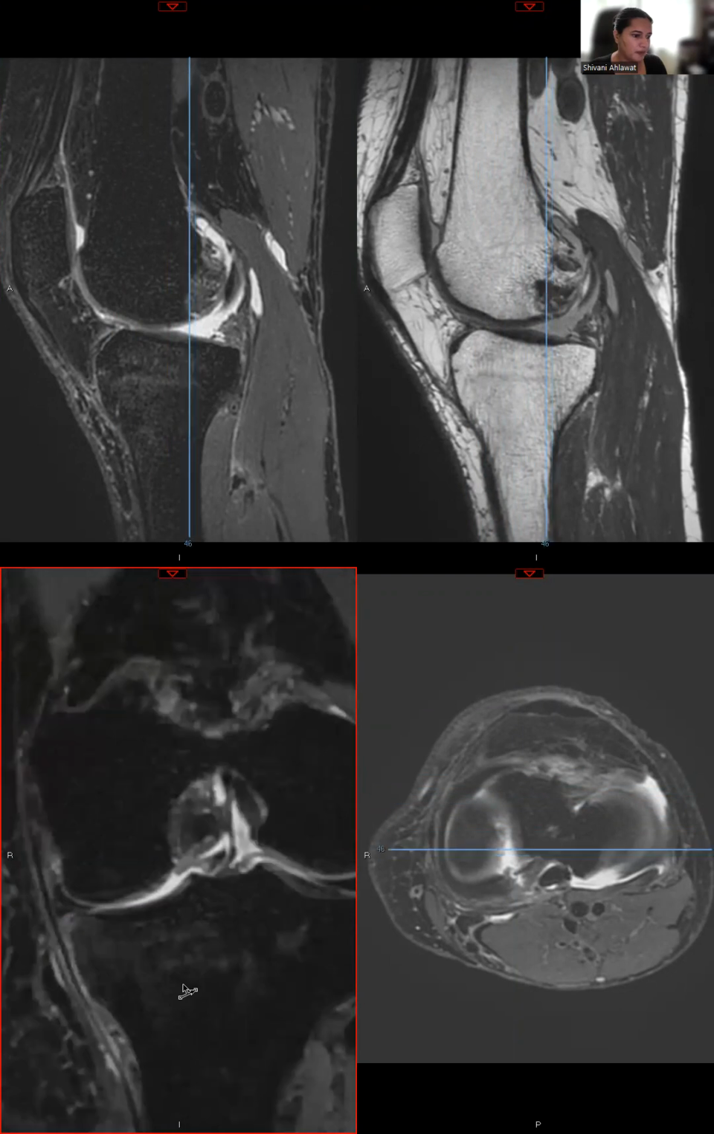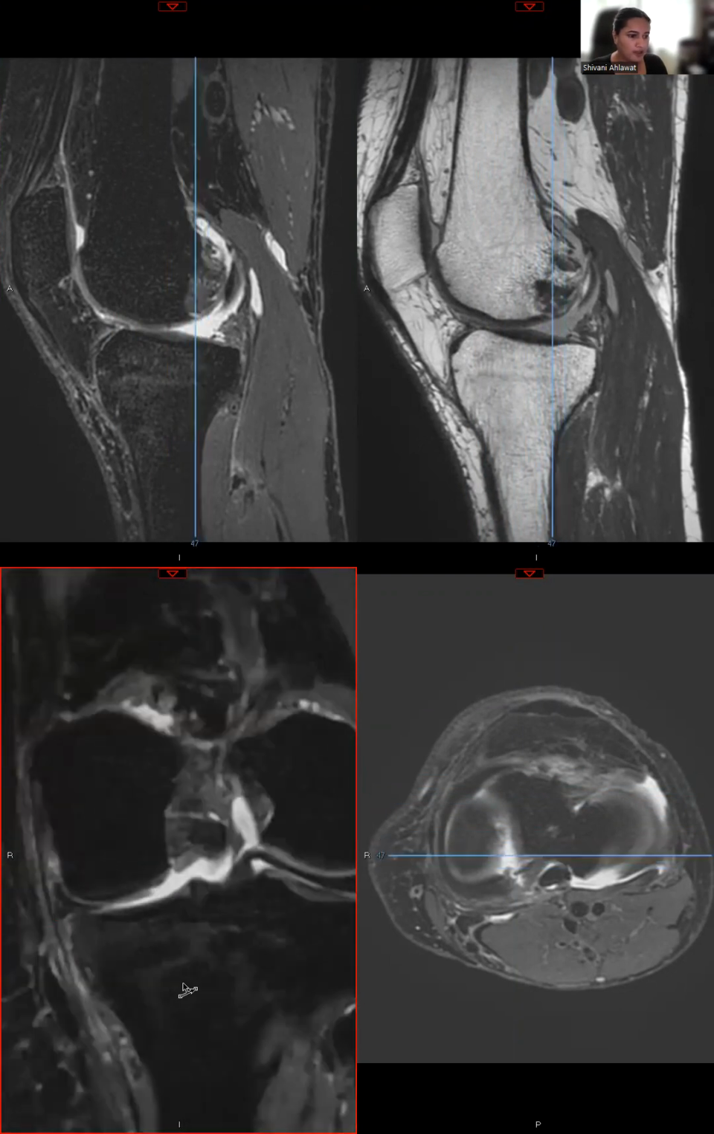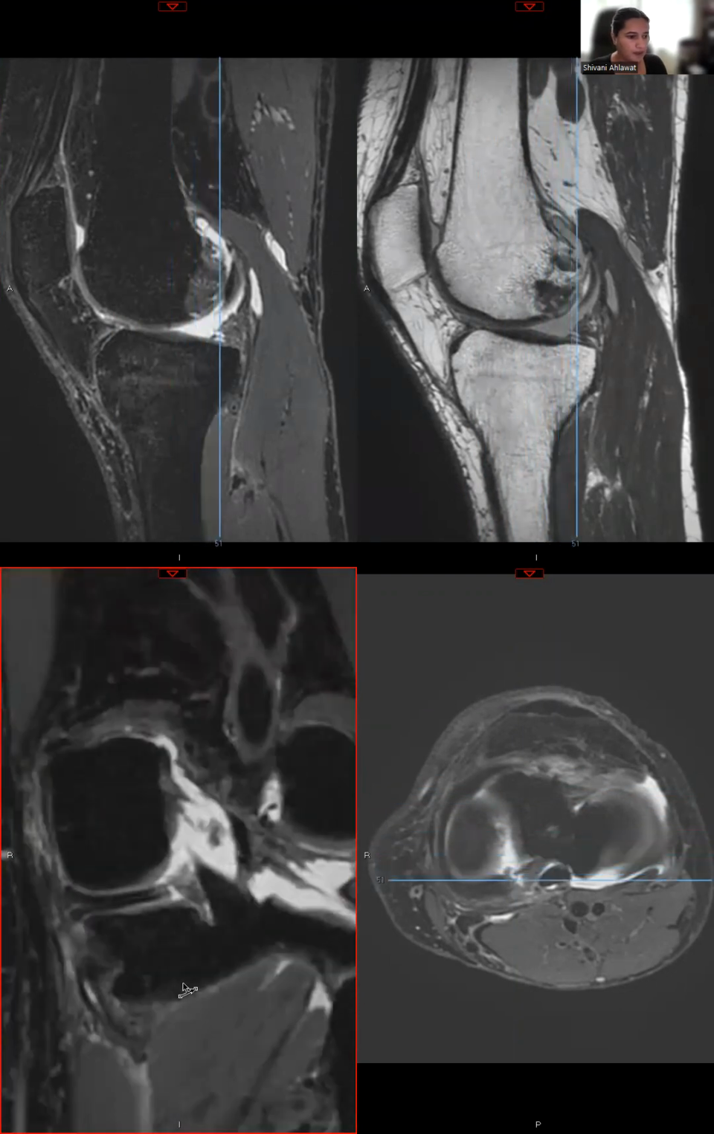Some people call it the shiny corner of the knee. And then as we go posteriorly, we see frank fluid signal and a vertical line going through the posterior root attachment.